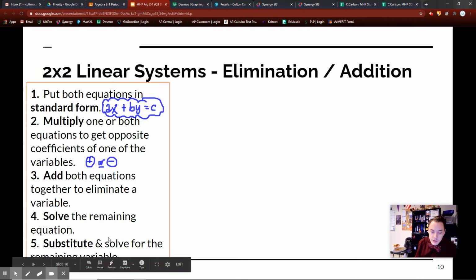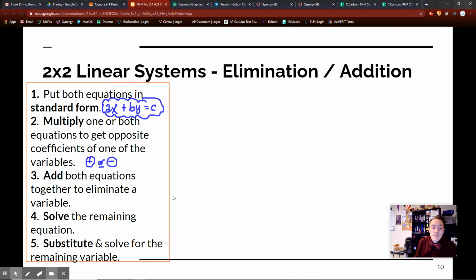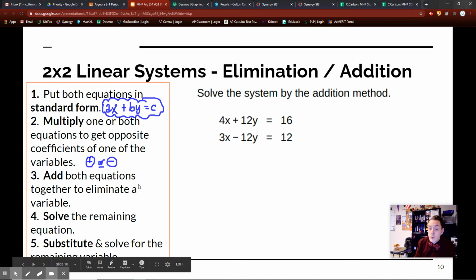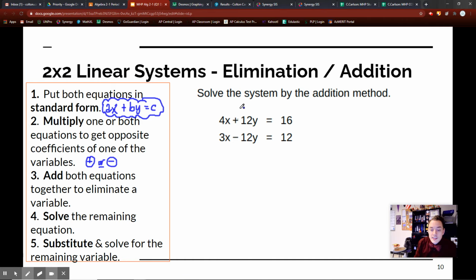After that, you're going to substitute. After solving the remaining equation, you're going to substitute and solve for the remaining variable. So go through these steps, and I encourage you to actually follow them along. I may not write them out on the side, but I encourage you to still see where our steps are going and what we're doing. So this one's actually fairly simple, because it already has opposite coefficients on the y.